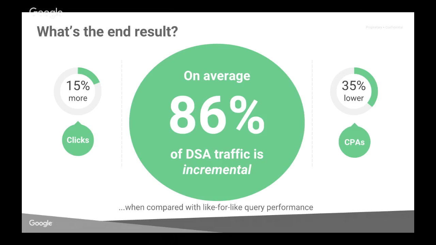A lot, simply put. When compared with like-for-like query performance versus broad match modifier and phrase match, dynamic search ads across multiple verticals globally delivered 15% more clicks. On average, 80% of its traffic is incremental. And the juicy stat really, in my opinion, is 35% lower CPAs. So fantastic results.